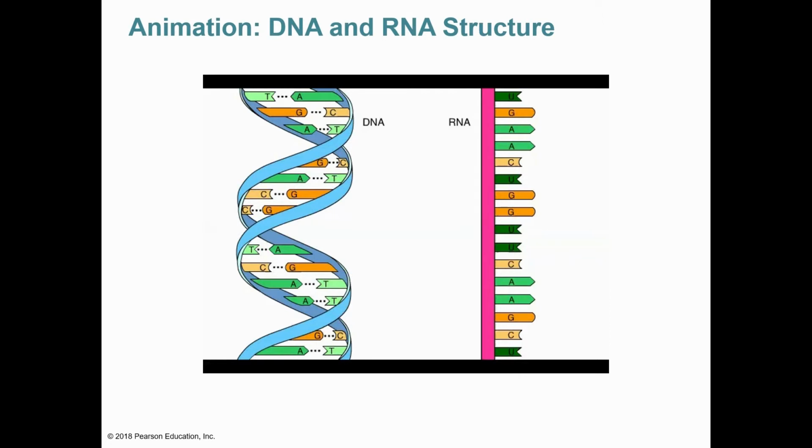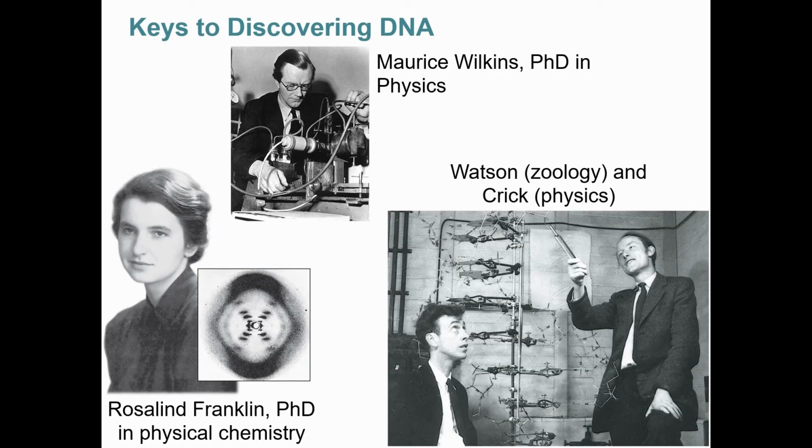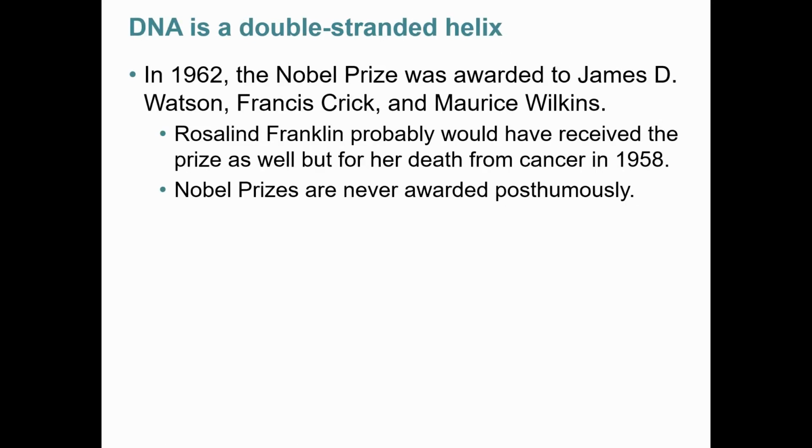The discovery of DNA was really contributed to by 4 different people. Maurice Wilkins was the first person to start looking at DNA and how DNA could be structured. Rosalind Franklin determined that the DNA structure had to be helical in nature, and Watson and Crick really took the information that Maurice and Rosalind put together and built the physical structure. In 1962, they were all awarded the Nobel Prize. Well, at least Watson, Crick, and Maurice were. Rosalind would have received the Nobel Prize, except she died from cancer in 1958. And Nobel Prizes, unfortunately, are never awarded posthumously.